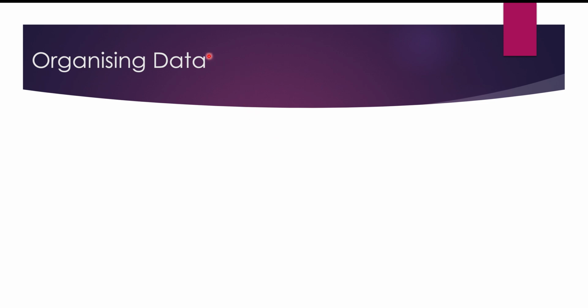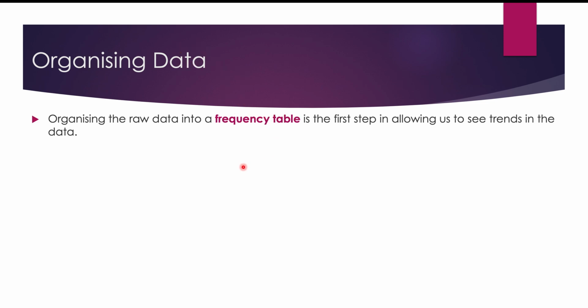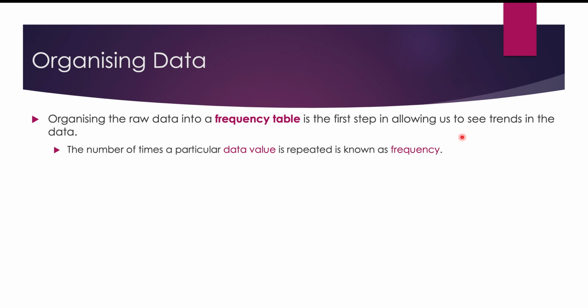So when we're organizing data, what do we do? One of the ways that we can organize data is with a frequency table. It's one of the most used ways of organizing data, okay? And when we organize data as a frequency table, it will allow us to see trends in the data. We're going to see how. The frequency table will record the number of times a particular data value is repeated, and how many times it's repeated is what we call the frequency.